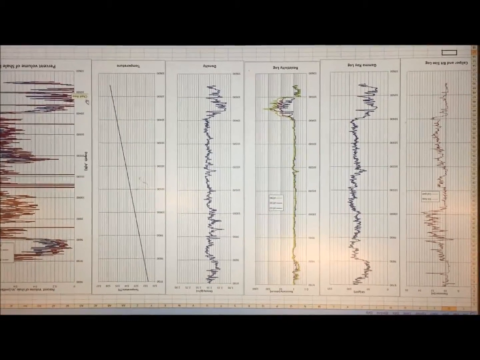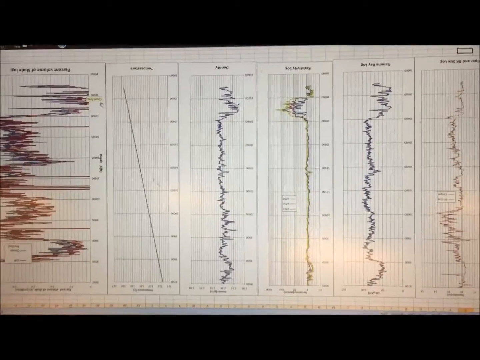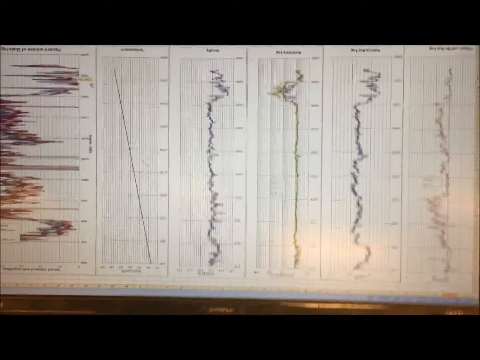Wait, how is this possible? Washout. Oh, okay. Yeah. That was Patrick, ladies and gentlemen.